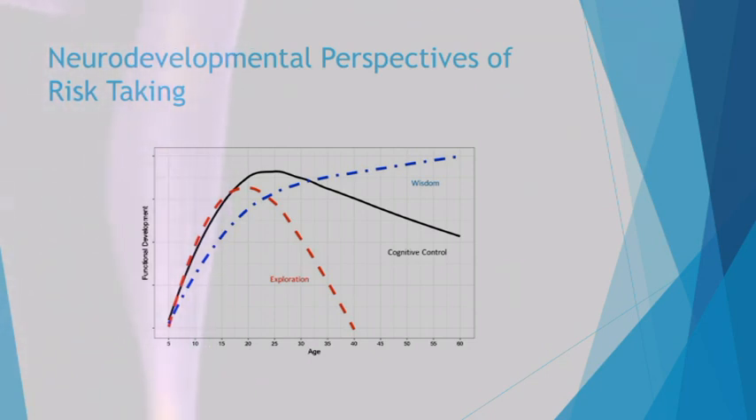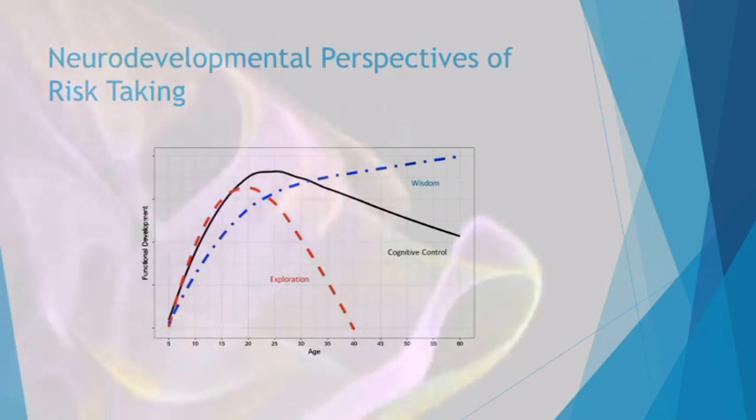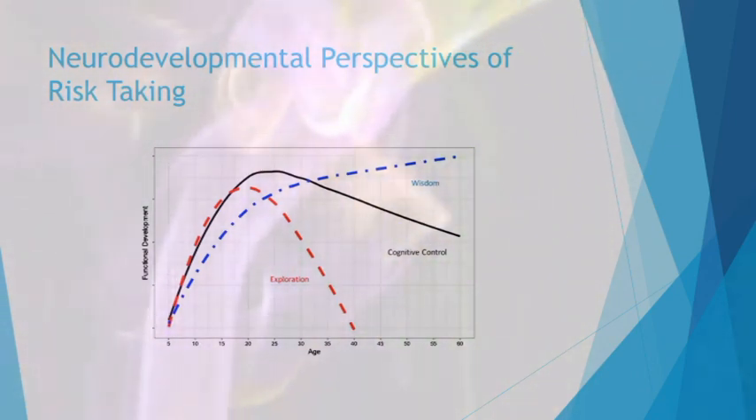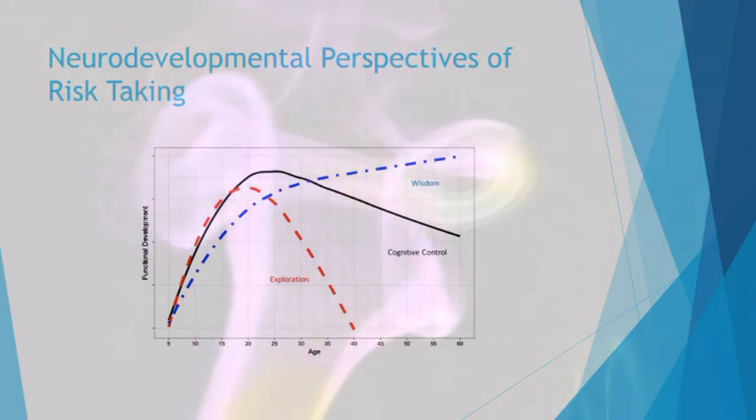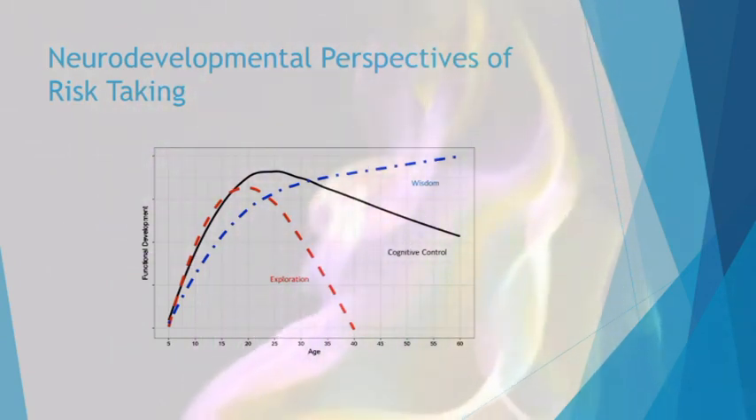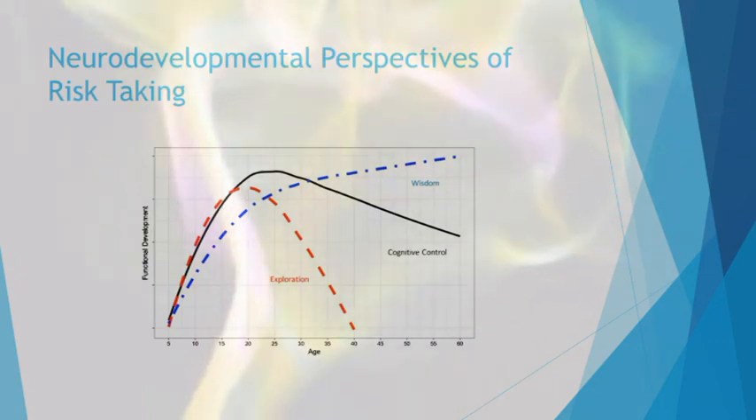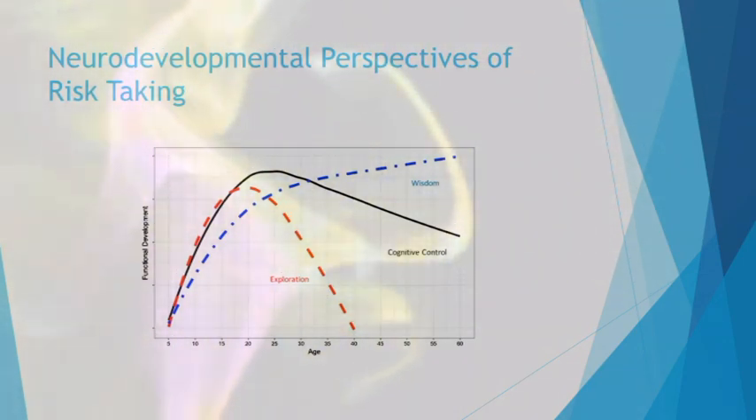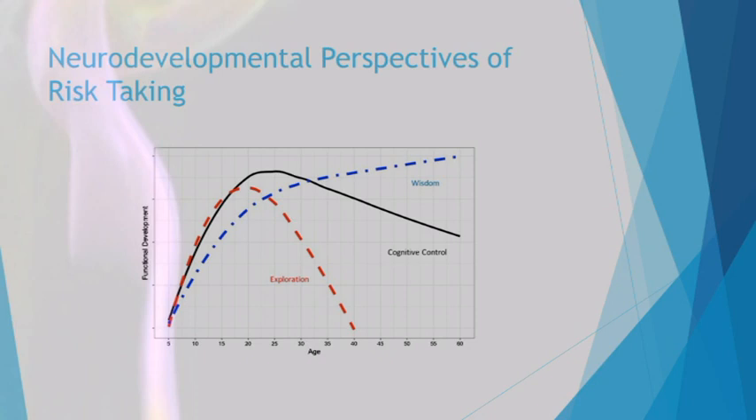And remember that the prefrontal cortex, that area responsible for executive functions such as impulse control and decision making, continues to develop through adolescence, and it is not fully mature until early adulthood. And so this developmental imbalance between the reward-seeking system and the still developing prefrontal cortex can lead to impulsivity and poor decision making.